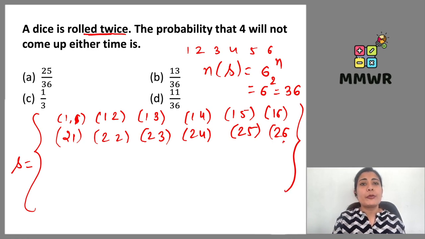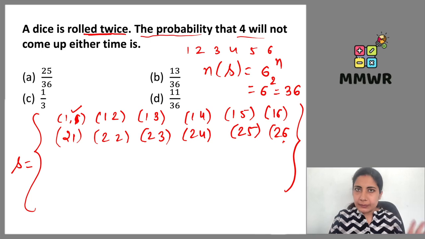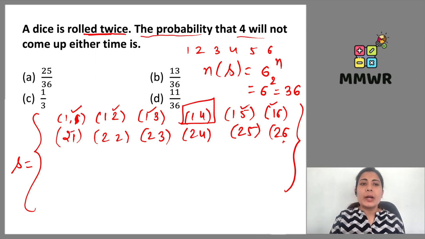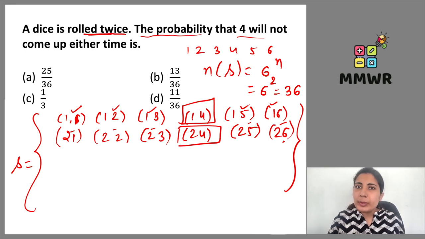What we have to do, we have to find the probability that 4 will not come either time. इसको हम दो स्टाइल में कर सकते हैं. या तो हम वो सारे काउंट कर लें जिसमें 4 आ ही नहीं रहा है, जैसे यहाँ 1 1 है, are we getting 4 here? Of course not. 1 2, 1 3, यहाँ तो 4 आ रहा है. So that is why I'm putting a box over here, here and here also I am not getting 4. Similarly 2 1, 2 2, 2 3, 2 5, 2 6, this is also not giving me 4. But 3 1, 3 2, 3 3, 3 5, 3 6, this will also not give me 4.